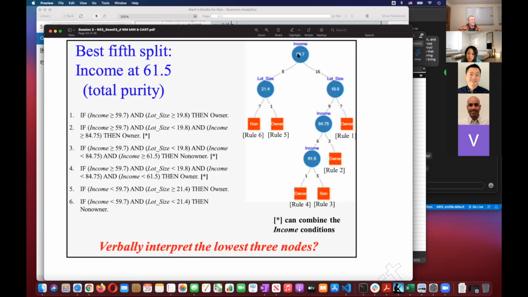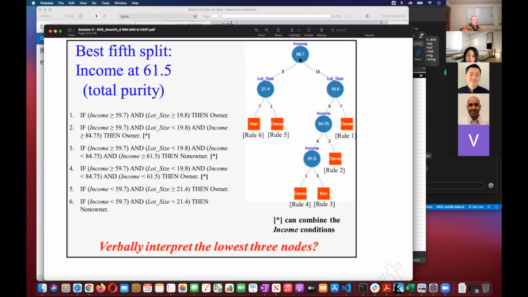But the left side I think is usually less than, and then the other one is equal to or greater than. So if your income is less than 59.7, then you want to look at your lot size. And then if your lot size is less than 21.4, then you go to the left one, which is non-owner. So here, on this one right here, if you look on 6: if income is less than 59.7 and lot size is less than 21.4, then non-owner.